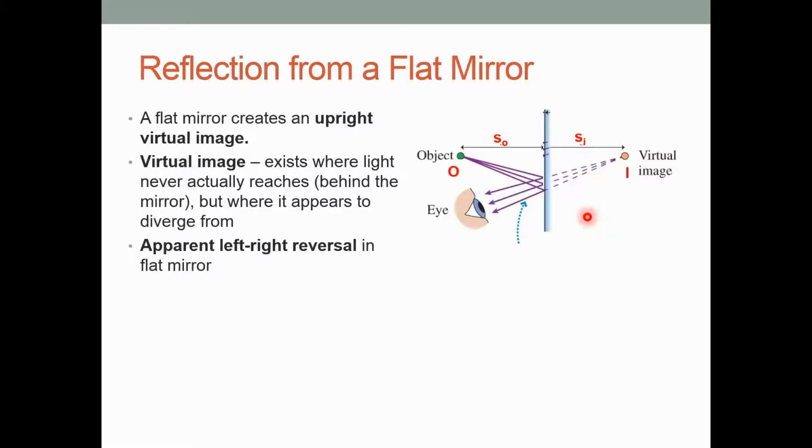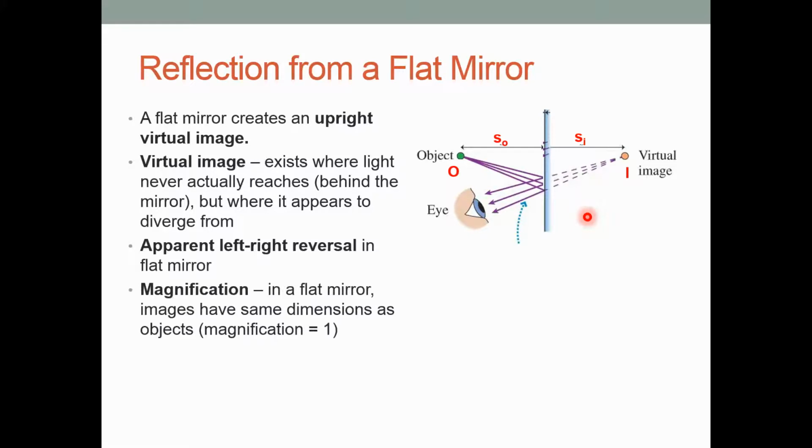The other thing that we get on a mirror is what appears to be a left-right reversal. So when you look at yourself, what you think is on your right appears on the left, and what you think is on the left appears on the right. That left-right reversal is a property of a flat mirror. We also have, in terms of magnification, the images don't appear magnified, so their magnification is equal to 1. We're going to talk about magnification for convex and concave mirrors. That will be different. But in a regular flat mirror, things appear to be the same size as they are in reality.